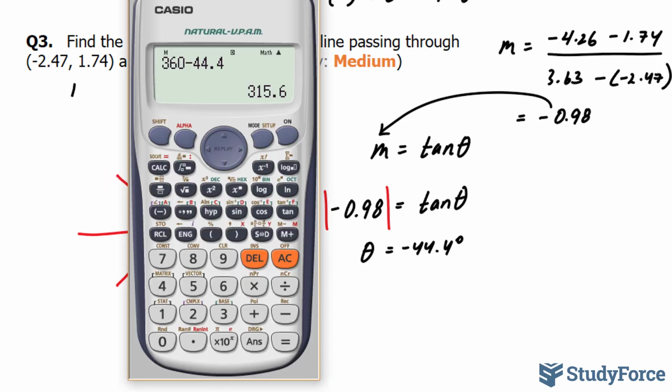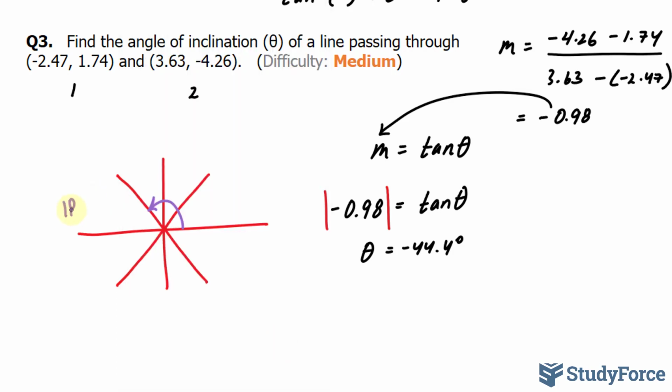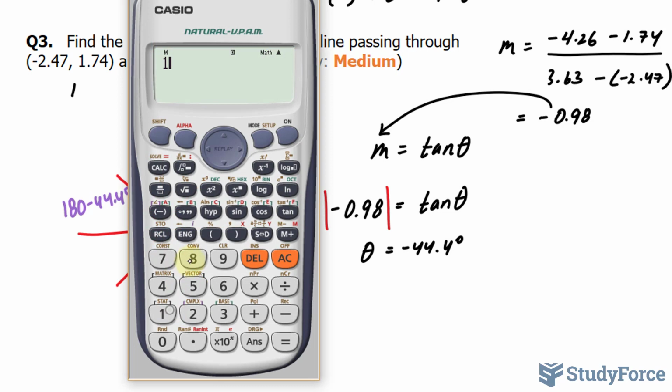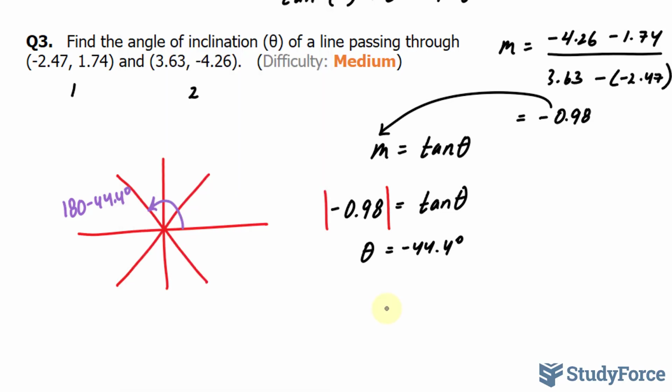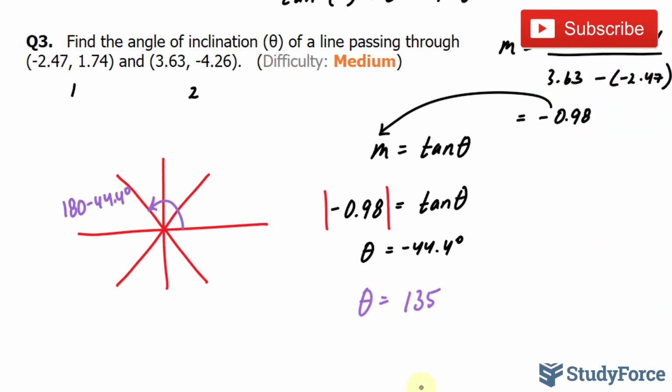Let's go ahead and do that. If I take the absolute of this negative number, I get the positive number. Then taking the tangent inverse of that positive number, 0.98, gives me 44.4. I can use 44.4 and subtract it from 180. 180 minus the number that I just got gives me 135.6. So the angle that we should say is 135.6 degrees.